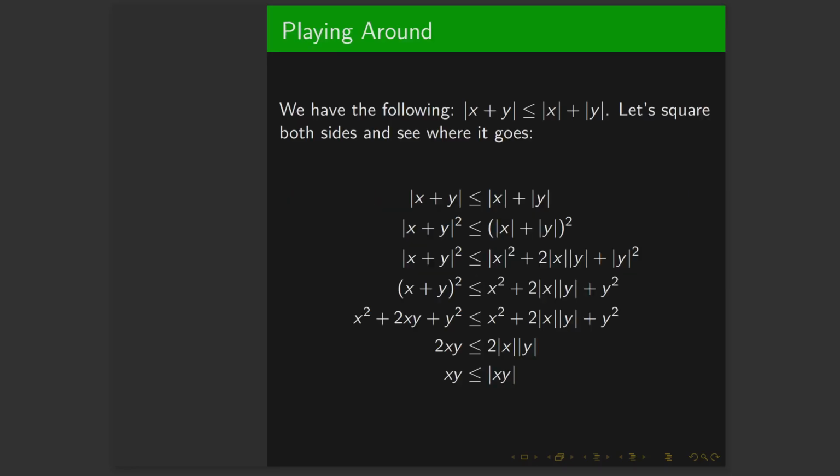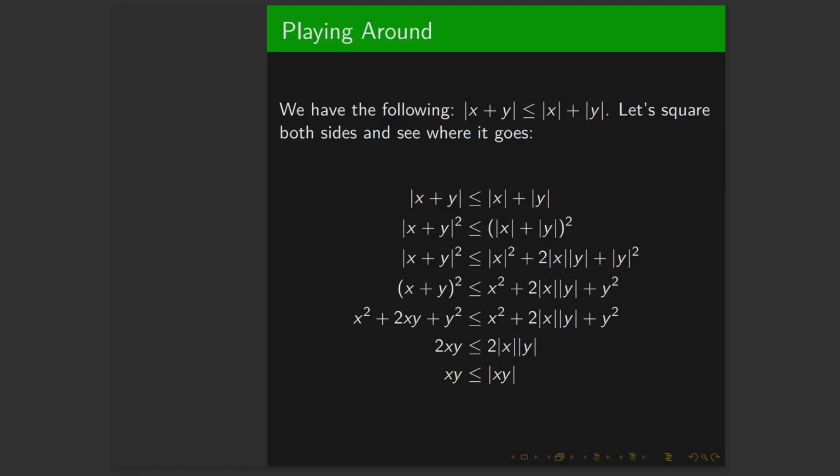Let's play around with what we have right here, okay? So on our first line, we have absolute value of x plus y is less than or equal to absolute value of x plus the absolute value of y. So what could we do? Well, I'm thinking let's just square both sides and see what happens. Why would we want to do that? Well, a lot of the rules that we have work really nicely with square values, so maybe we can manipulate some of what we have to get to something true.